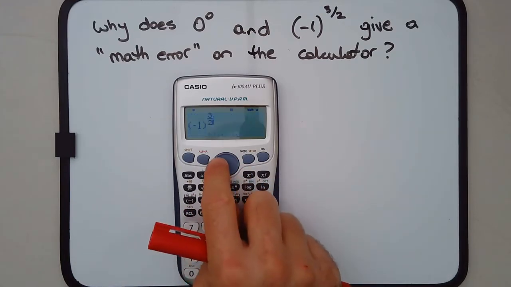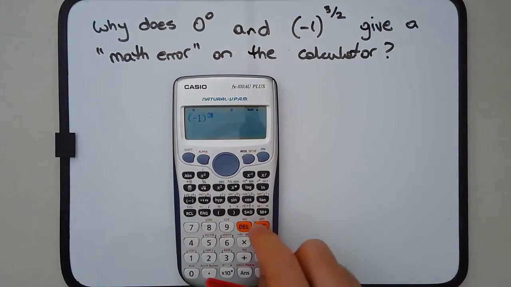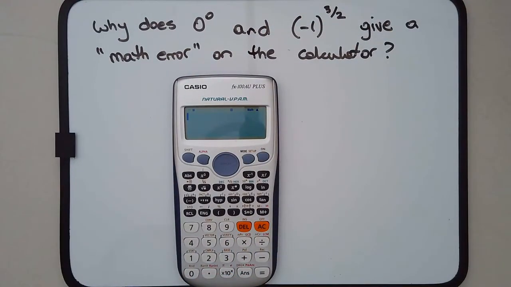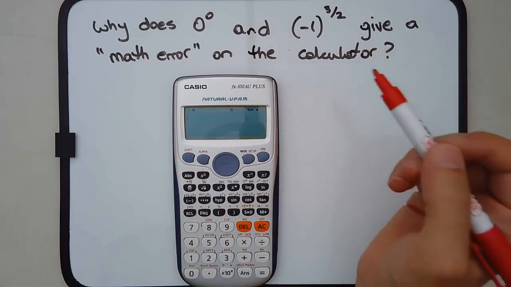In fact, if it was just to the power of 3, that would work. But not to the power of 3 on 2. For some reason, again, we get a math error. If that was a positive number inside the brackets, then it would work, and you can experiment with that.